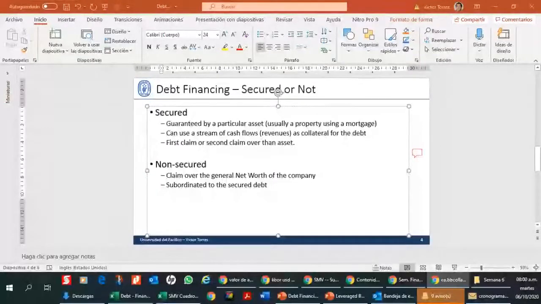Okay, that was for secured debt. Let me just share that. But for non-secured debt, okay, there it is. For non-secured debt, obviously you have a claim over the general net worth of the company. There's nothing that allows you to collect something specific from the company if it goes bankrupt, if it decides to default on your debt, right?